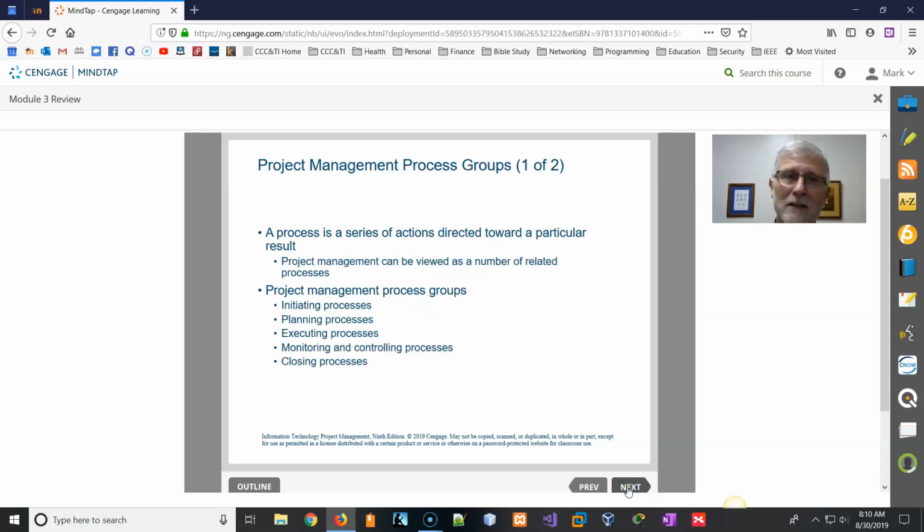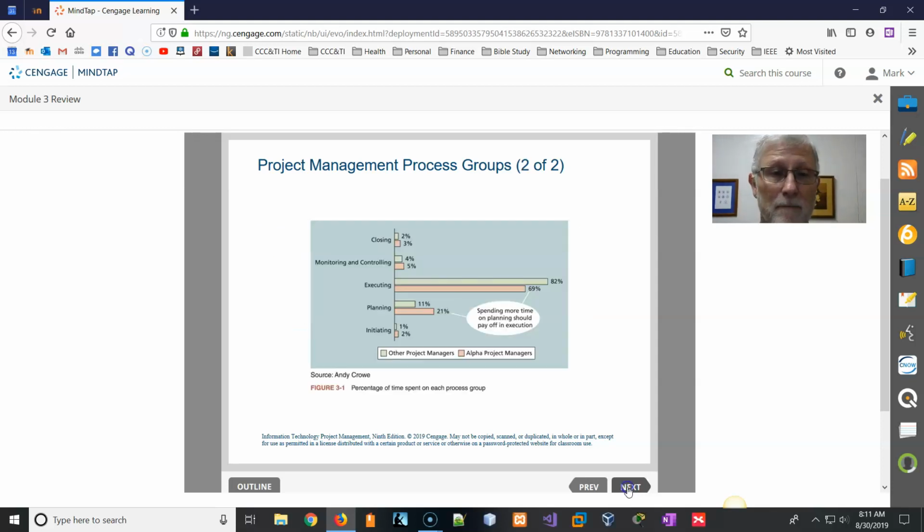So, let's look at the different process groups. Now, a process is just a series of actions directed towards a particular result. And really all project management is a ton of processes that are all related to getting a project done. Now, when I take all these processes and group them together, there are several processes to initiate a project, planning a project, executing it, monitoring and controlling it, and closing processes when everything is done.